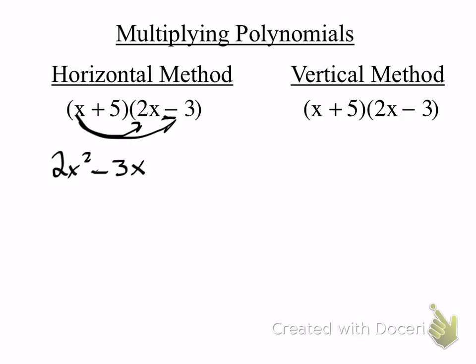Negative 3x. Okay, and then I'm going to distribute the positive 5 into the whole binomial. And so I get, everybody? Plus 10x, and then when I distribute here, minus 15. Now we combine our like terms, and we get 2x squared plus, what do these come to? 7x minus 15. Okay.